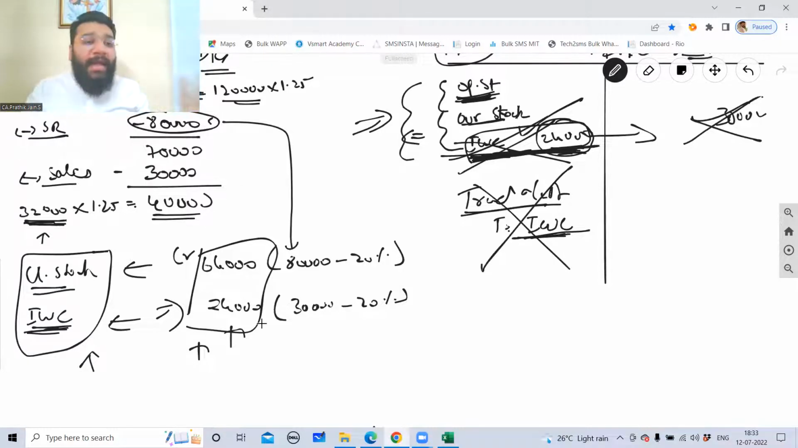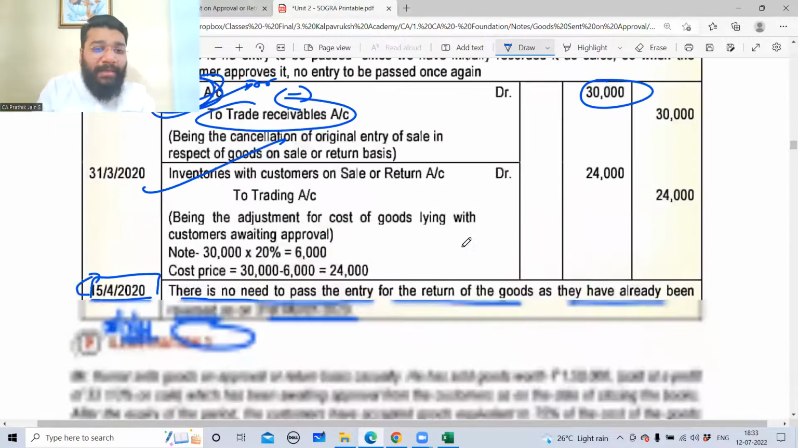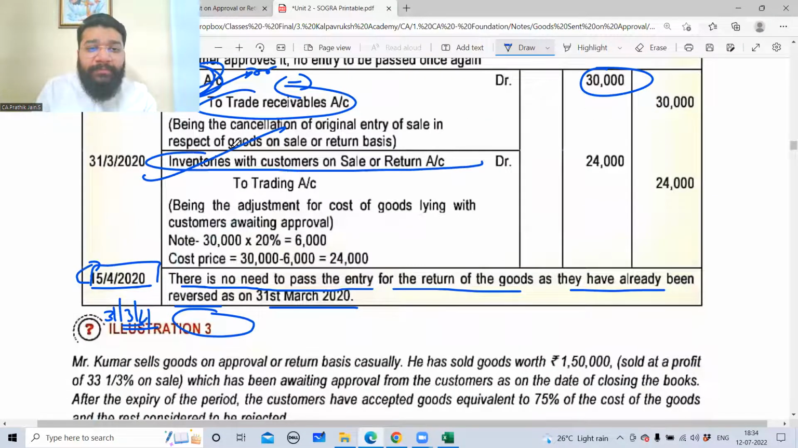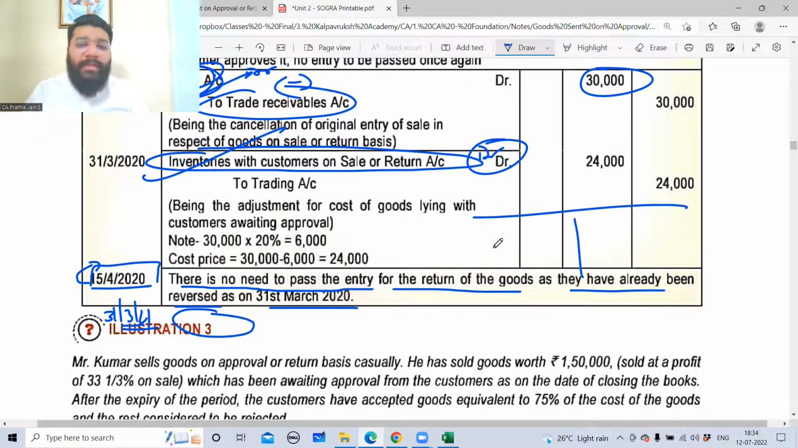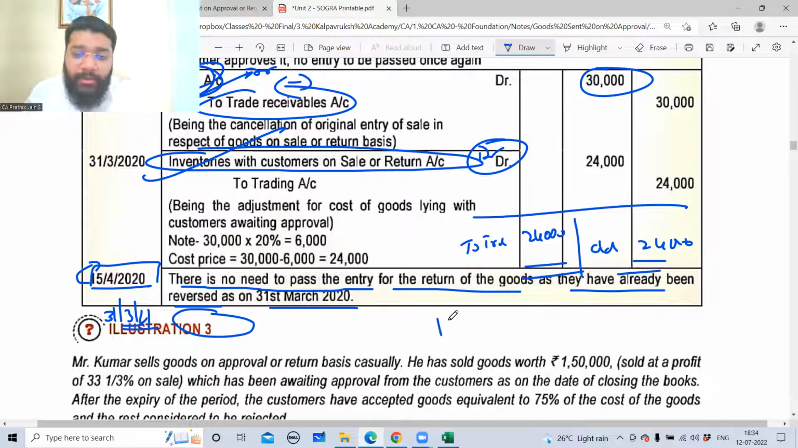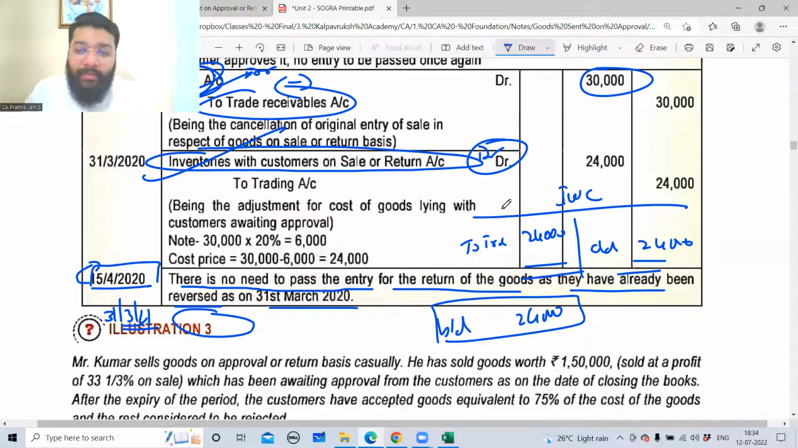But still we cannot forget that inventory with customer is debited. It is still lying in your books of accounts as your asset. How will you close this? Inventory with customer is still open. You have debited inventory with customer. So we open the inventory with customer ledger, to trading account 24,000 is coming. Carry down is 24,000 and brought down is 24,000. If brought down in the inventory with customer account is coming on the debit side, it means a debit balance. Debit balance means asset, which means the inventory with customer account is still open.